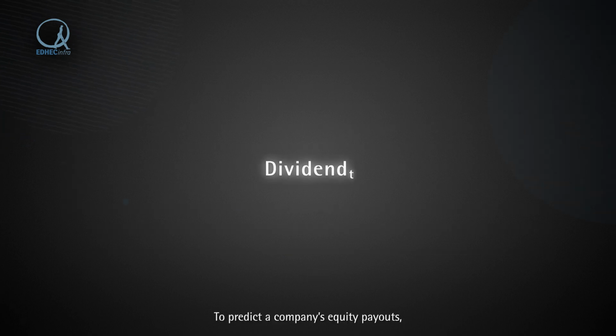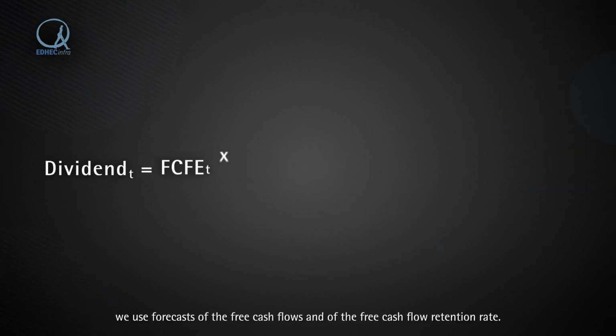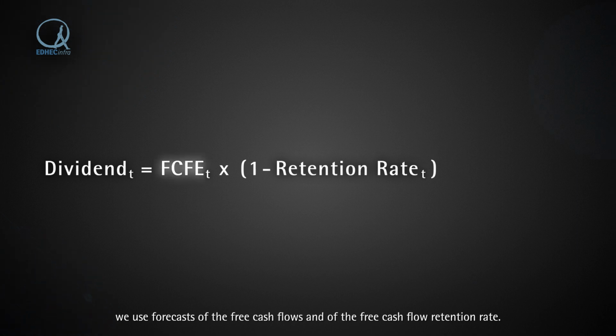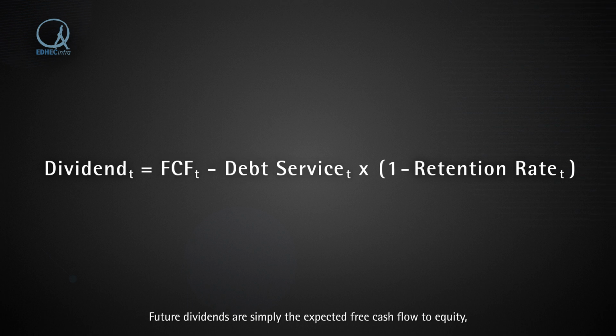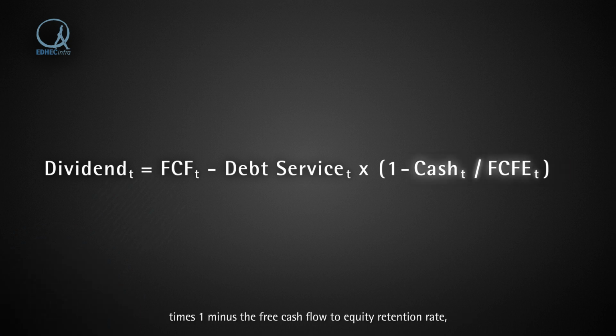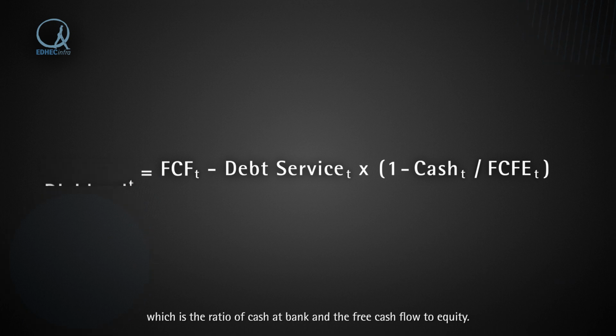To predict a company's equity payouts, we use forecasts of the free cash flows and of the free cash flow retention rate. Future dividends are simply the expected free cash flow to equity, which is equal to the future free cash flow minus future debt service, times 1 minus the free cash flow to equity retention rate, which is the ratio of cash at bank and the free cash flow to equity.